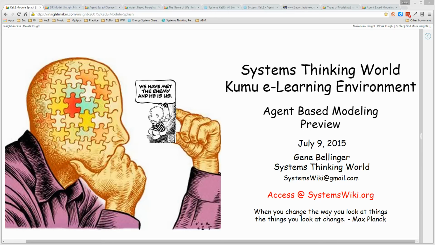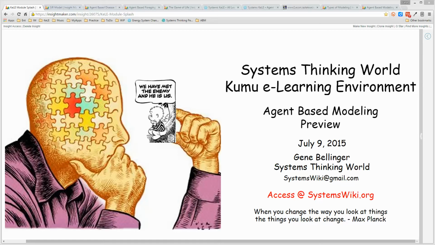Welcome to a preview of the agent-based modeling with InsightMaker learning module. In this module, over the next couple of months, what I'll do is walk through all of the aspects involved in creating agent-based simulation models in InsightMaker. And the intent is to develop your capacity to actually develop agent-based models in InsightMaker.